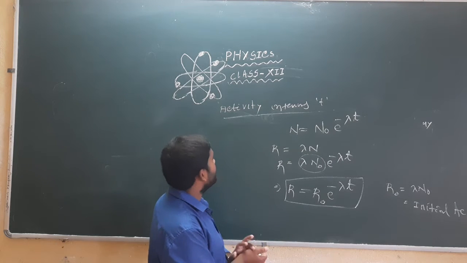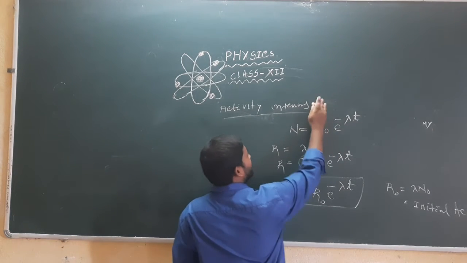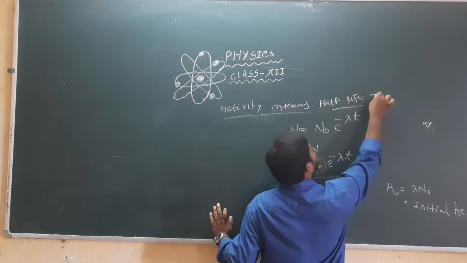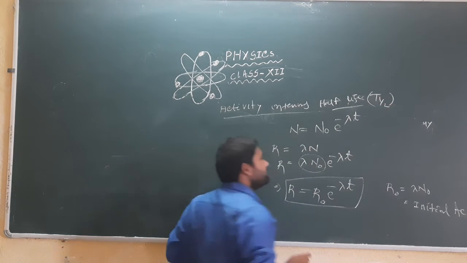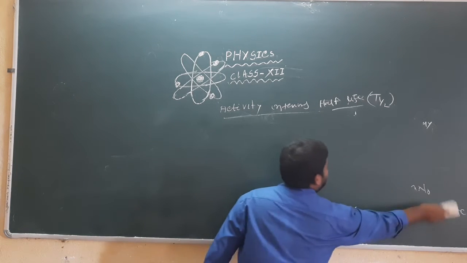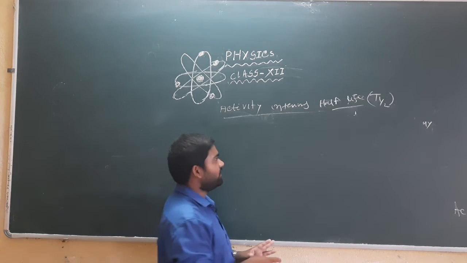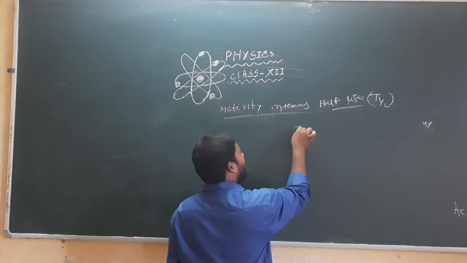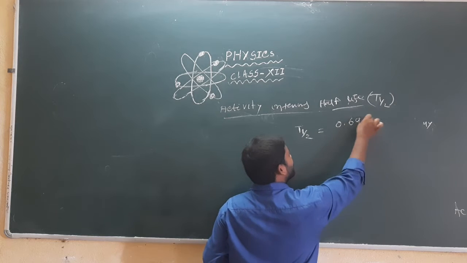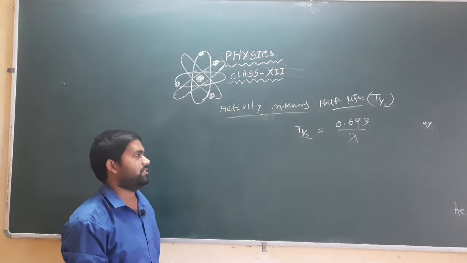Second thing, we represent activity in terms of half life, that is T half. There is a relation between half life and the decay constant. The half life of any radioactive sample depends inversely on the decay constant.